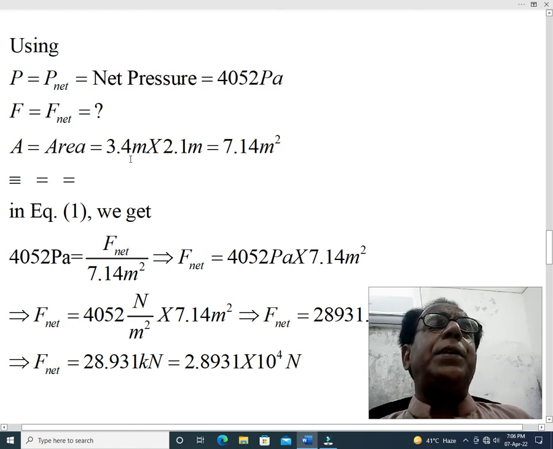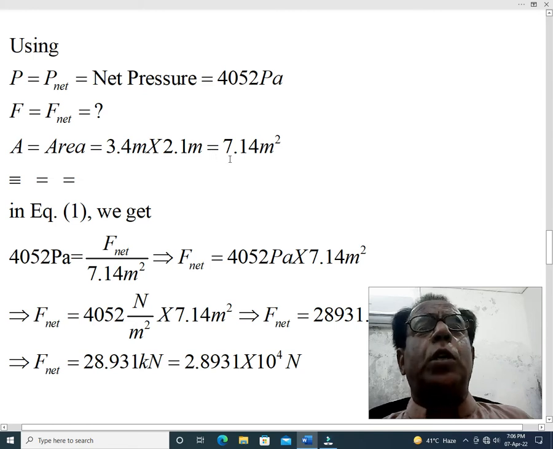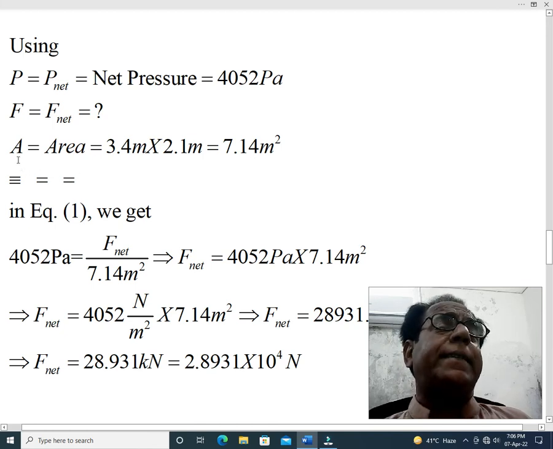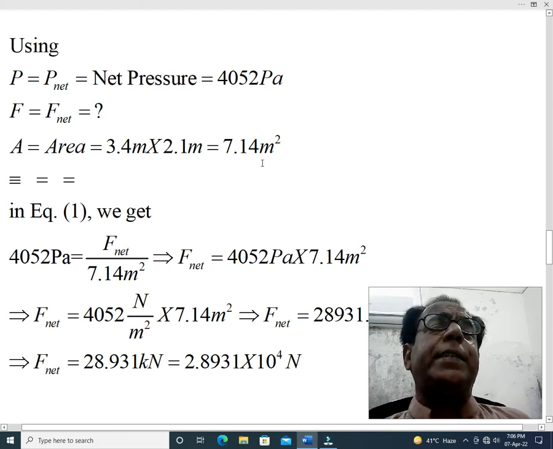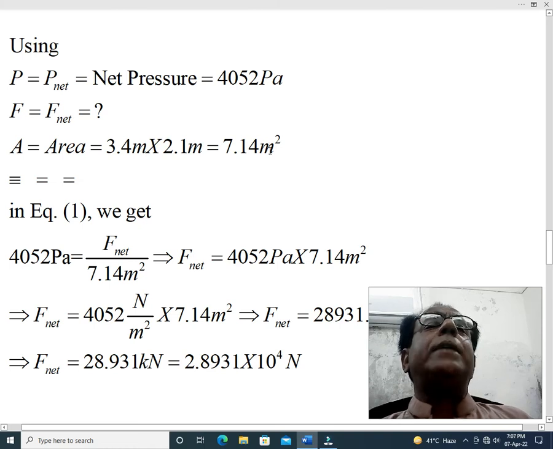So area will be equal to 3.4 meter into 2.1 meter equal to 7.14 meter square. Because dear students, we know that area is always expressed in meter square or centimeter square. That is to say, area is a two-dimensional quantity while volume is a three-dimensional quantity. Volume is expressed in meter cube or centimeter cube.